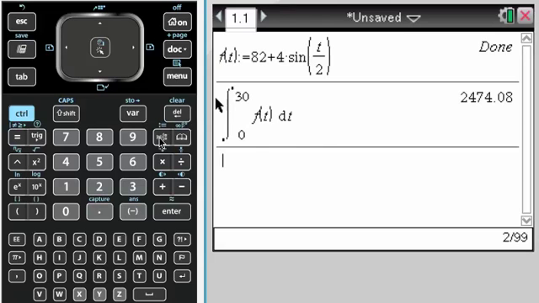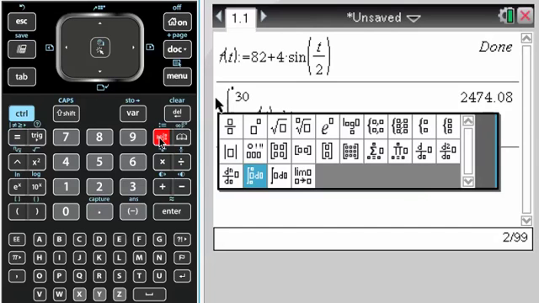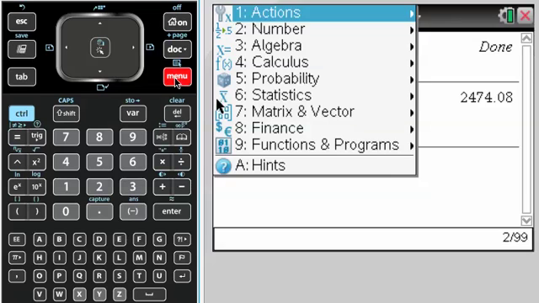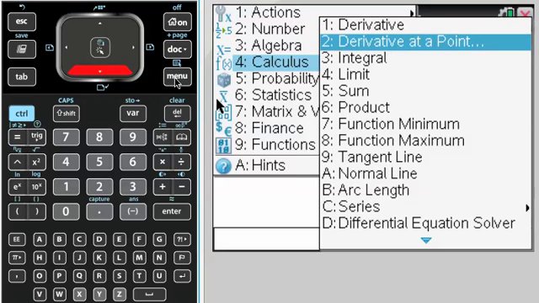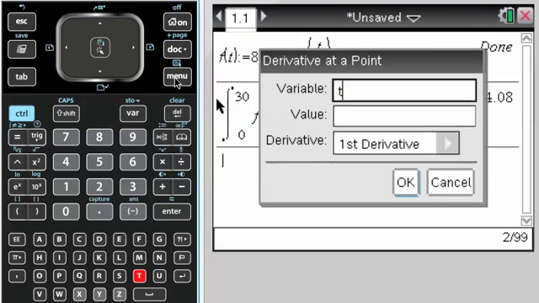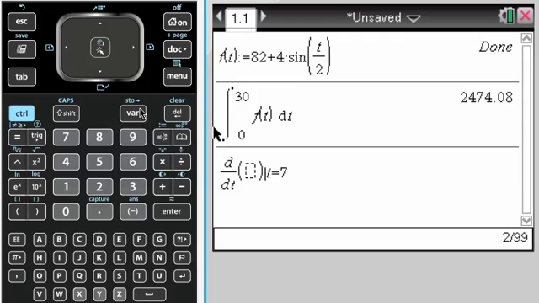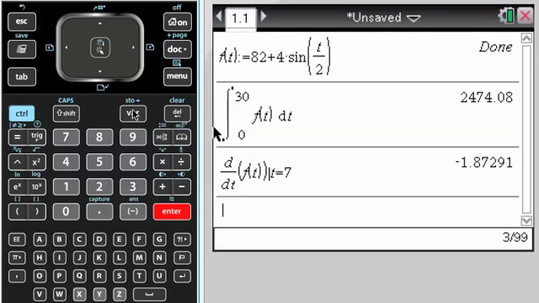Is the traffic flow increasing or decreasing at t equals 7? So one of the things I'm allowed to use my calculator for is numerical values of derivatives. I'm tempted to always use that template, but actually in menu and calculus, derivative at a point is what I really want here. The variable is t, and the value is 7, so I want the derivative at 7. And then the function is f of t again. So get negative 1.873, which is less than 0, so f of t is decreasing.